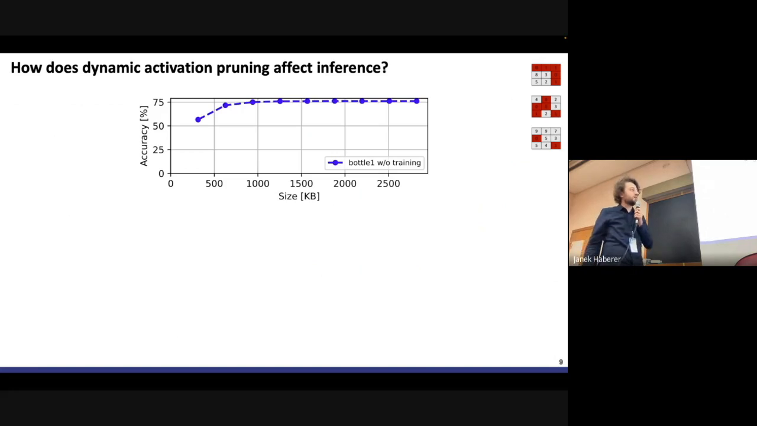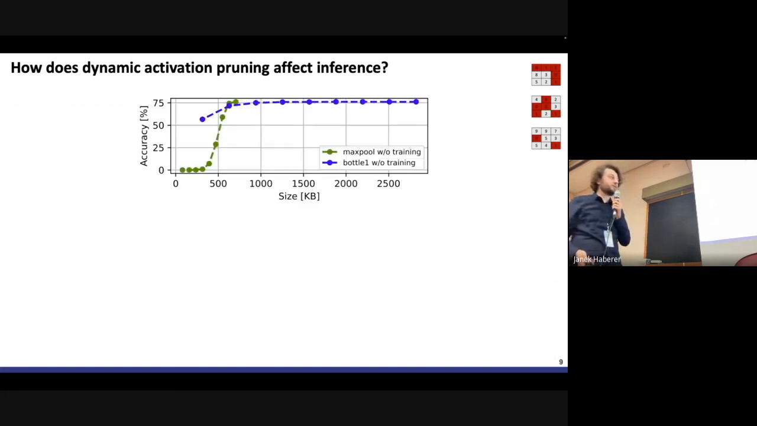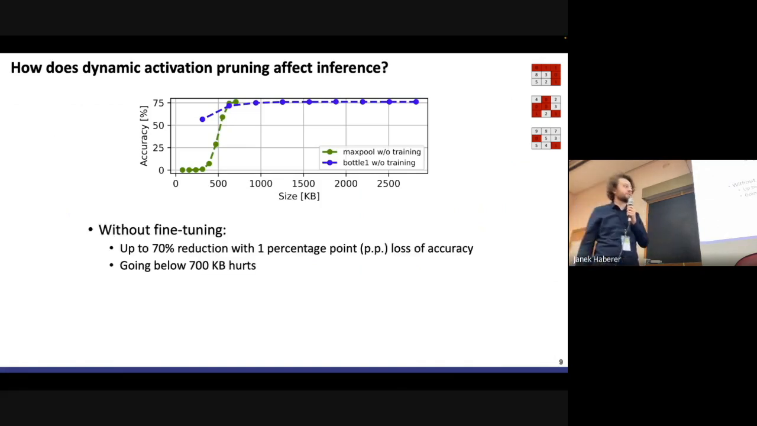If we do the same in the layer beforehand, after the max pooling layer, it looks like that. We already have less data because it's a smaller layer. But in this case, it actually hurts even more to start dropping these small values. The summary is, we can technically reduce up to 70%, but going below 700 kilobytes starts to hurt a lot. What we can do, however, is also do it with training.